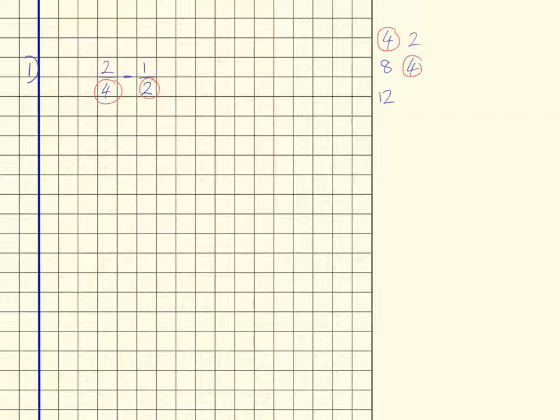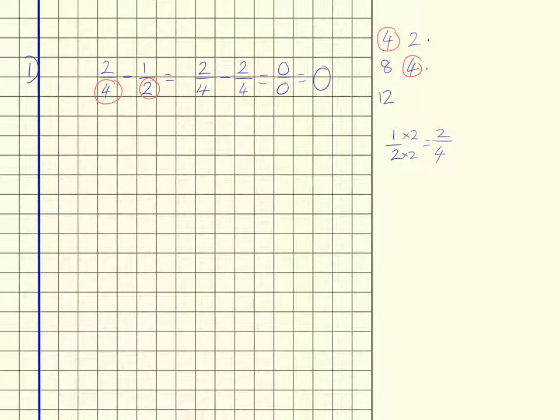So this is equal to 2/4 subtract, and then I'm going to take my half, and I've got 1, 2, so I'm going to times them both by 2, which gives me 2/4. So it's 2/4 subtract 2/4, which leaves me with either 0 over 0 or just 0.